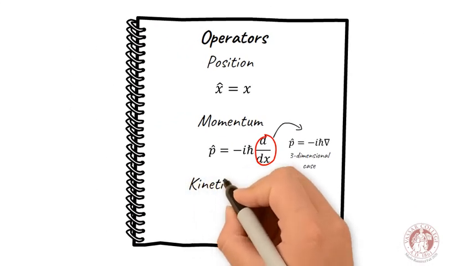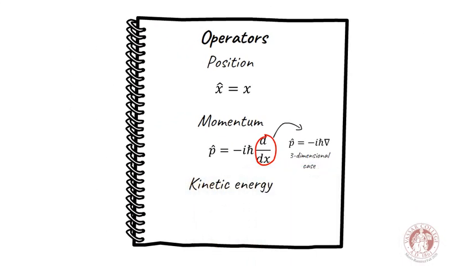Finally, the kinetic energy operator is defined as follows. As before, the second derivative is over the x direction. It is important to notice that each of these definitions will be reduced to the classical case when the appropriate conditions are set in the systems.